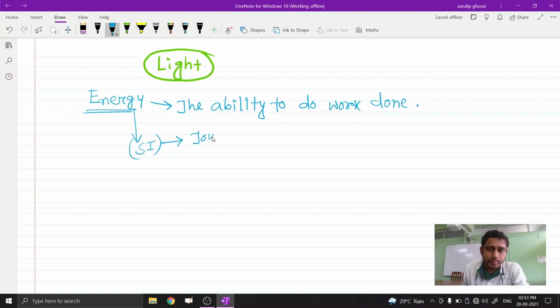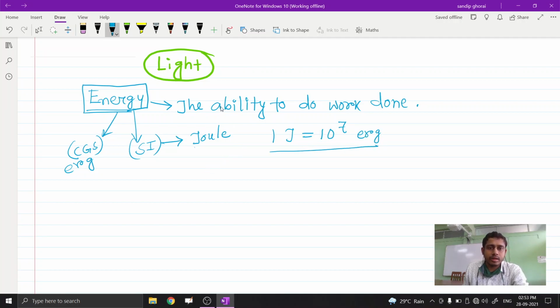The SI unit of energy is the joule, and the CGS unit of energy is the erg. We also need to know the relation between joule and erg. The relation is 1 joule is equal to 10 to the power 7 erg.